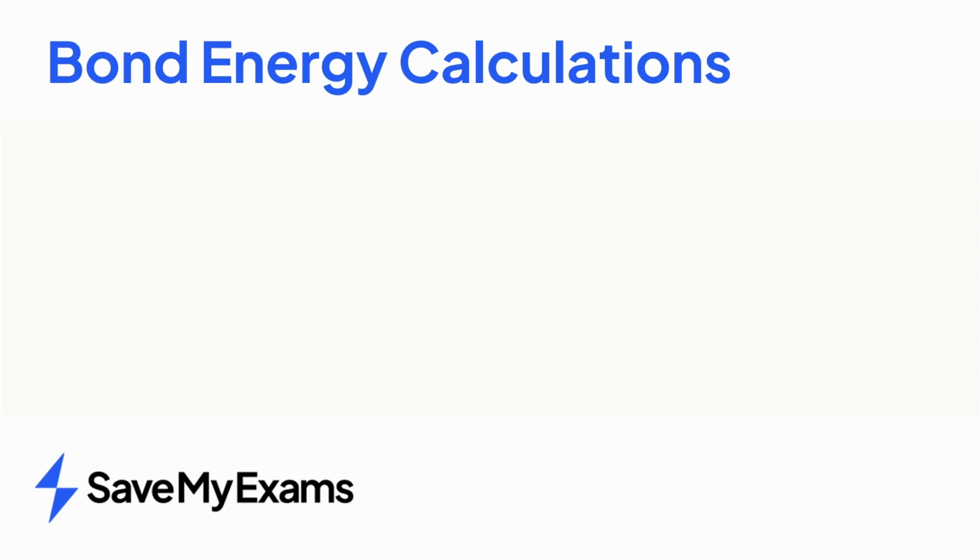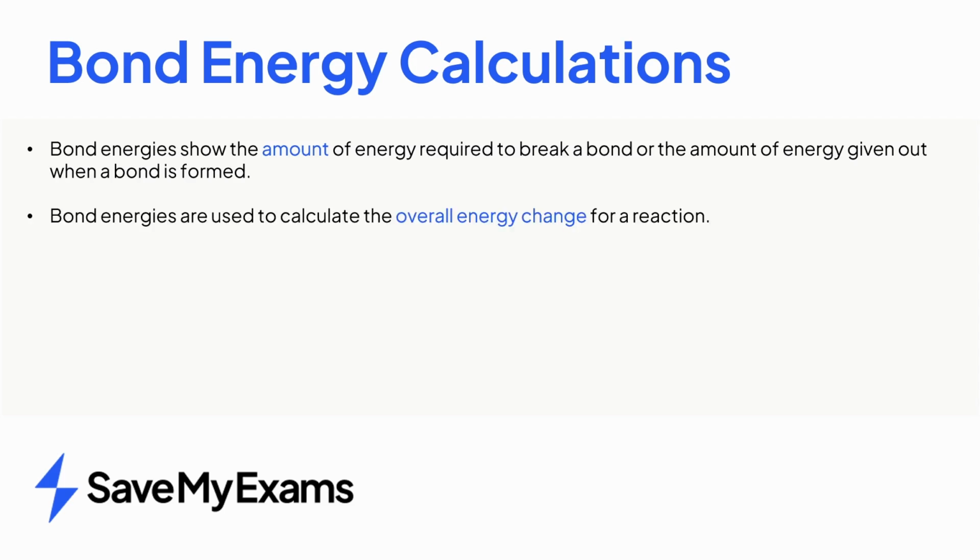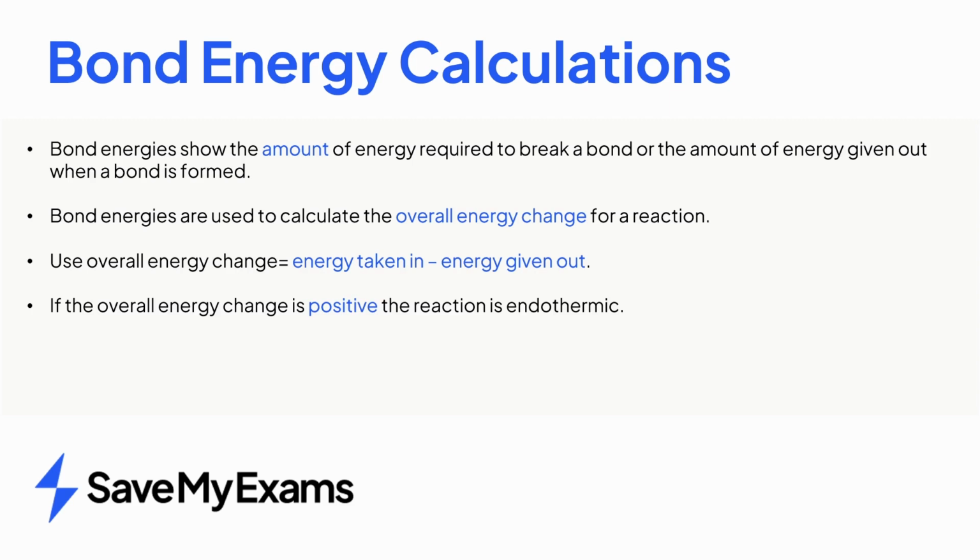To summarise, each bond has a bond energy associated with it, which shows the amount of energy required to break it, or the amount of energy given out when it is formed. These can be used to calculate the overall energy change for a reaction. To do this, the energy given out when new bonds are formed is taken away from the energy taken in to break the bonds. If the overall energy change is positive, then the reaction is endothermic, and if it is negative, then the reaction is exothermic.